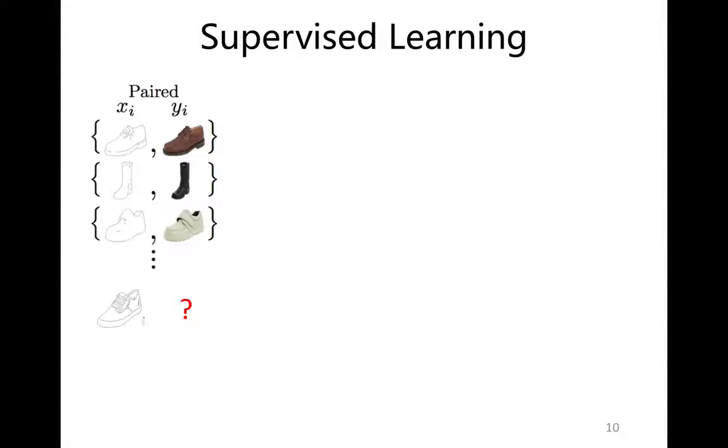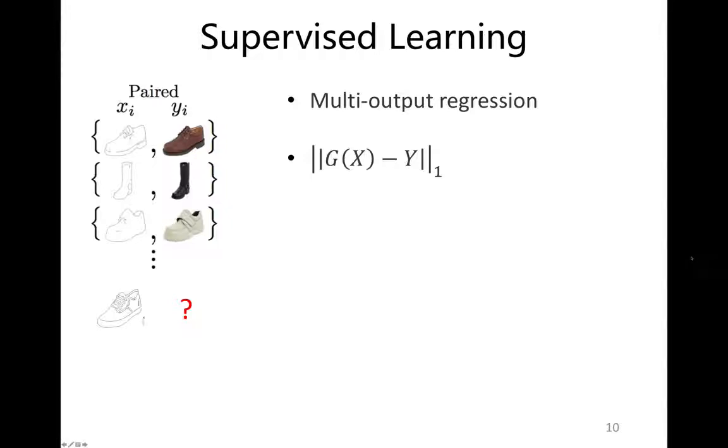So this seems like a standard regression problem, right? The input is a multidimensional vector, and the output is also a multidimensional vector. The standard way to do this regression is to find a function from x to y by minimizing the L1 or L2 error between the output and the ground truth y. You can consider it as a linear or nonlinear regression. Here g is a function which maps x to y.